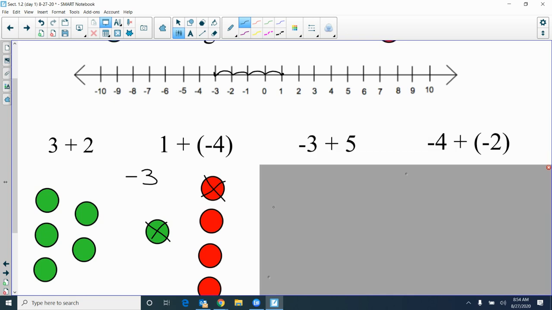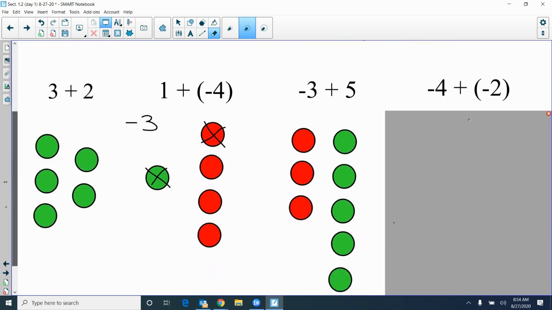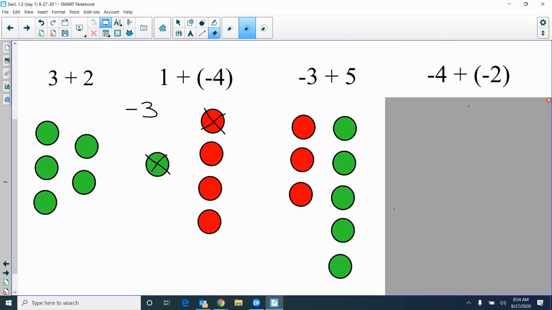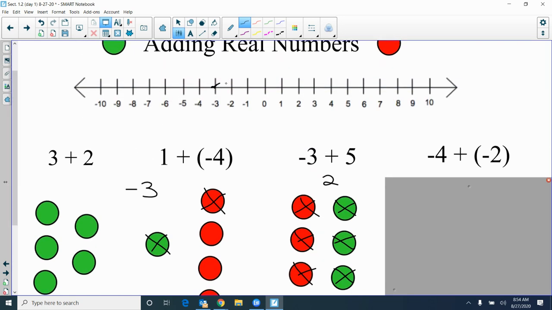All right, what if I have negative 3 plus 5? Okay, we can think about it both ways. Negative 3 means I have 3 red charges, plus 5 means I have 5 green charges. How many cancel out? 1, 2, 3 cancel out. What am I left with? Positive 2. If you think about the number line, you start at negative 3. I go to the right 1, 2, 3, 4, 5. I end up at 2.